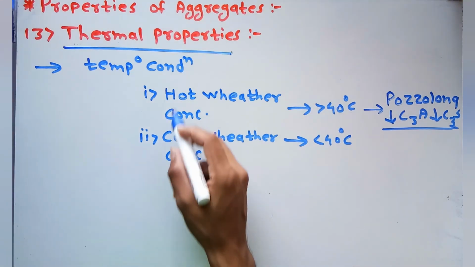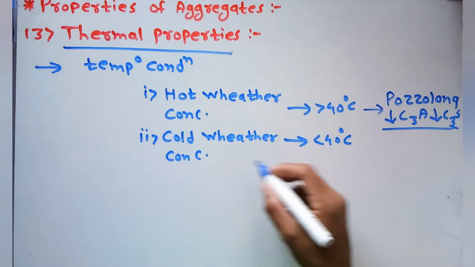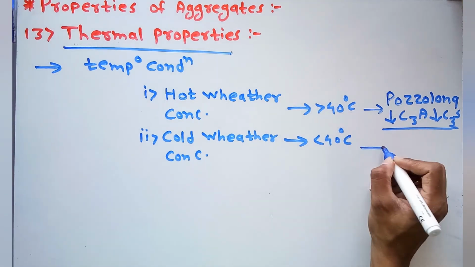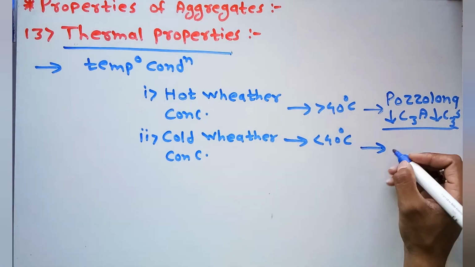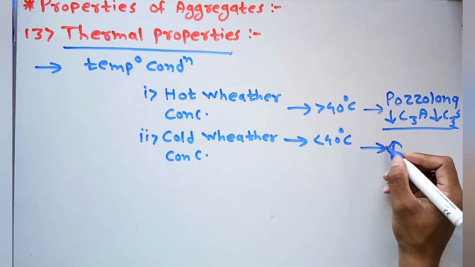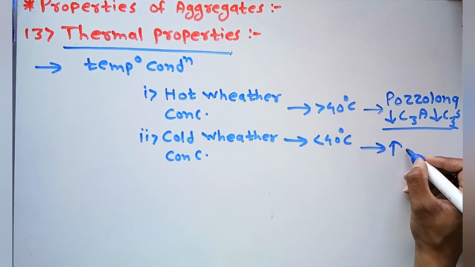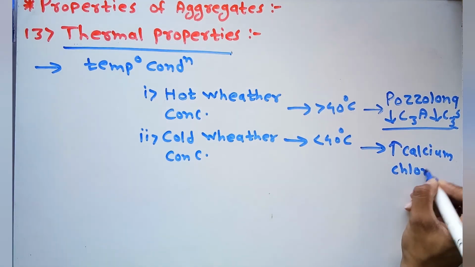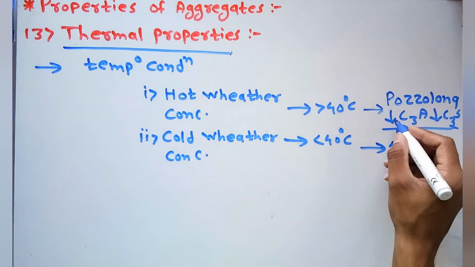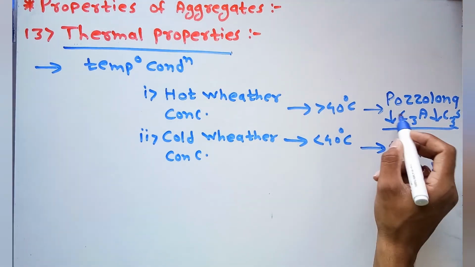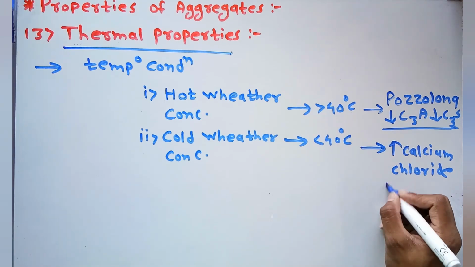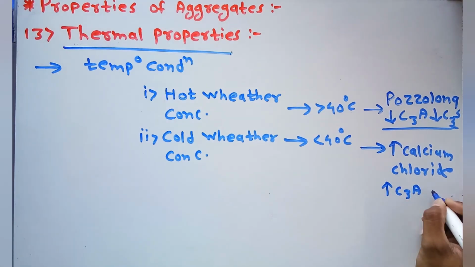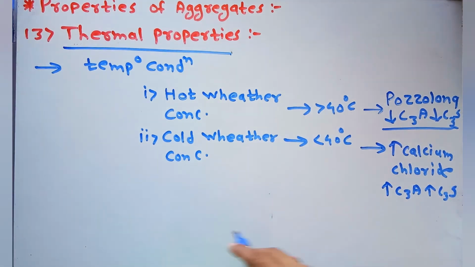The next condition is cold weather concreting. In cold weather concreting, there is less heat of hydration, so to increase the heat of hydration, we simply add calcium chloride, or increase the admixture proportion of calcium chloride. Also, we do the opposite of what we did in hot weather concreting, that is, increase the content of tricalcium aluminate and tricalcium silicate. So these are the basic things that we keep in mind while dealing with the thermal properties.